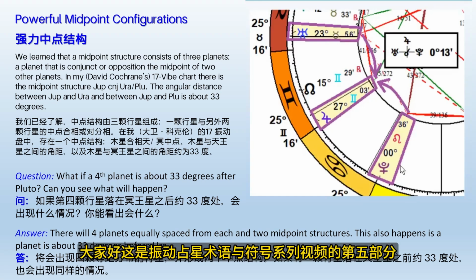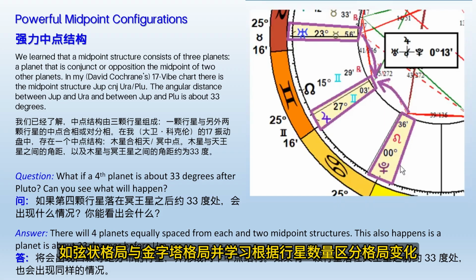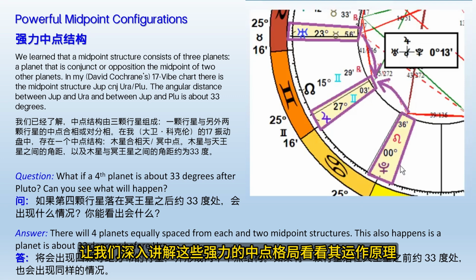Hello, this is part 5 in a series of videos on terminology and notation in vibrational astrology, and in this video we are going to learn about supersymmetry patterns. We will also learn terms like string and pyramid, and we will learn about variations of these patterns based on how many planets are involved with them. And these configurations are midpoint configurations. Okay, let's dive into this.